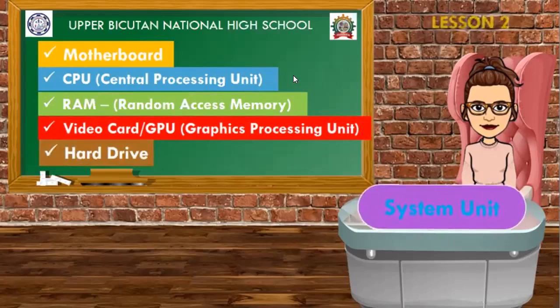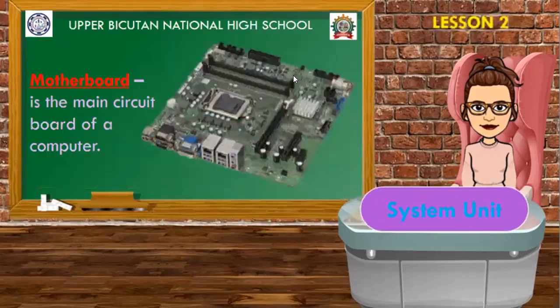Okay, let's discuss the first component, which is the motherboard. So the motherboard is the main circuit board of a computer. It is sometimes called main board or system board. It contains all the circuits and components that run the computer. So basically, this motherboard is the life of our computer system because it contains all the essential components that run the computer.